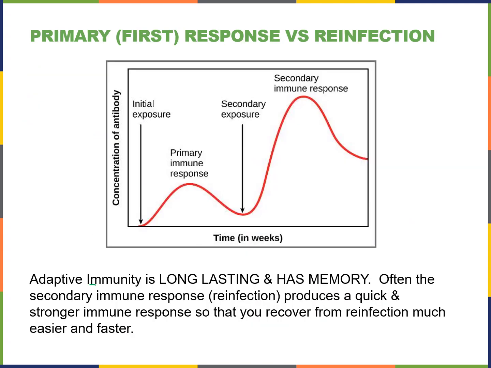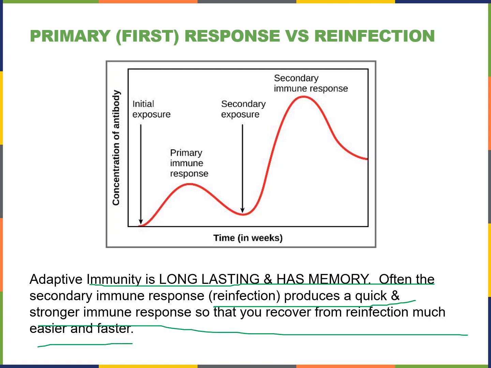Adaptive immunity is long-lasting and has memory. Often the secondary response produces a quick and stronger immune response so that you recover from infection much easier and faster. So this is what is shown here, and like I said, it's the principle of vaccination. So let's say you got vaccinated here.